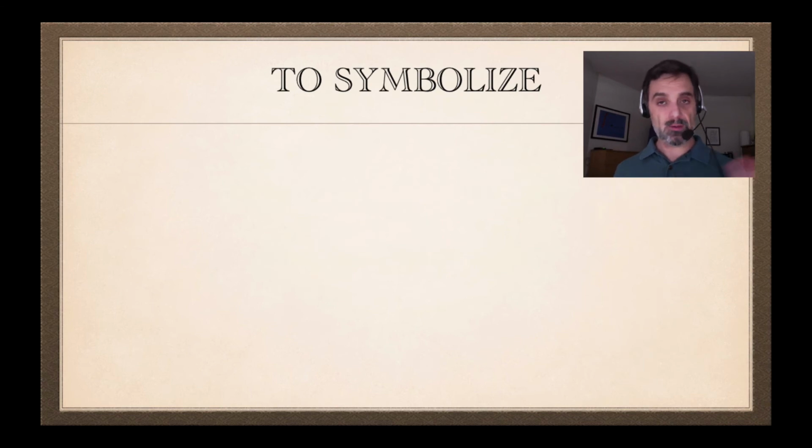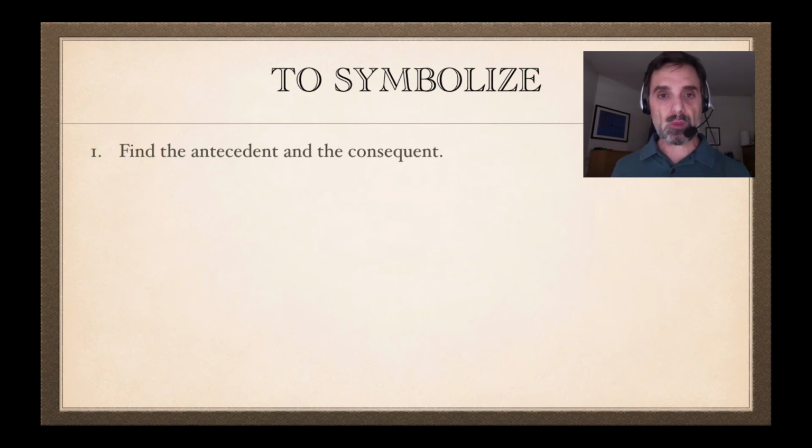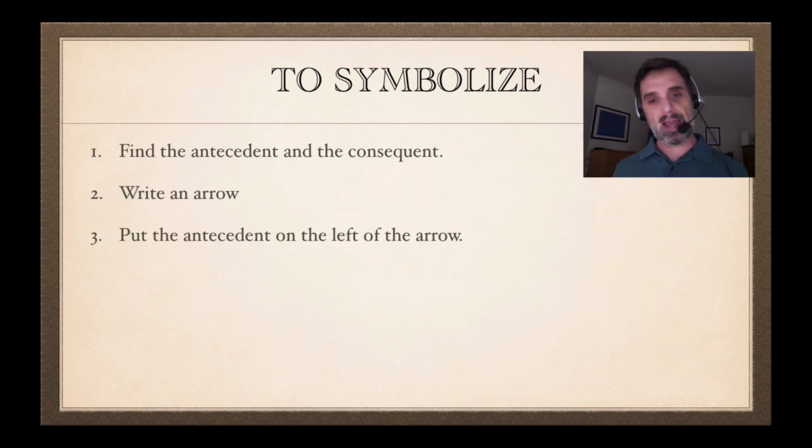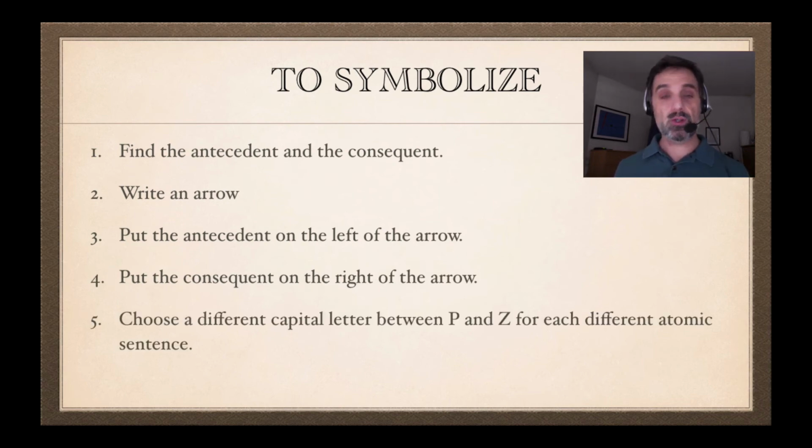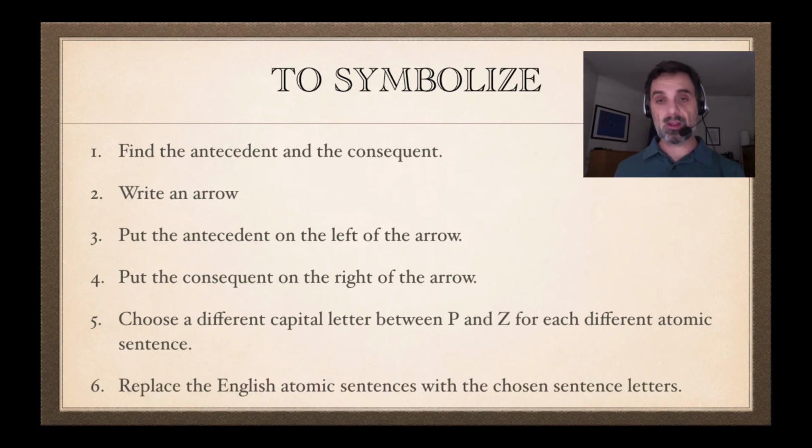So how do we symbolize? As follows. We find the antecedent and the consequent. We write an arrow. We put the antecedent on the left of the arrow. We put the consequent on the right of the arrow. We choose different capital letters between P and Z for each different atomic sentence, and then we replace the English atomic sentences with our chosen sentence letters. And that's how you do it. We'll start symbolizing more complex sentences and other kinds of sentences besides conditionals. But this is how you symbolize a simple conditional sentence.